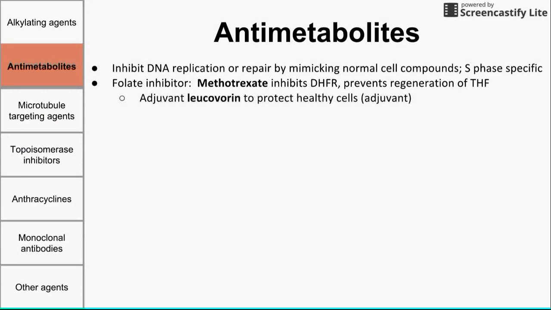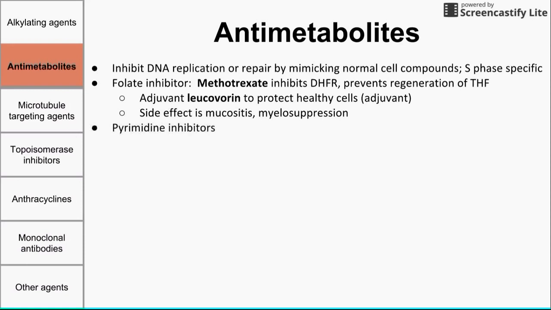When we administer methotrexate, we always want to do it with leucovorin. Leucovorin is an adjuvant that protects the healthy cells. It actually gives the healthy cells another method of getting folate, another method of using folate. And methotrexate and leucovorin go together for that reason. Side effect of methotrexate is mucositis and myelosuppression. Myelosuppression is going to come up quite a bit.